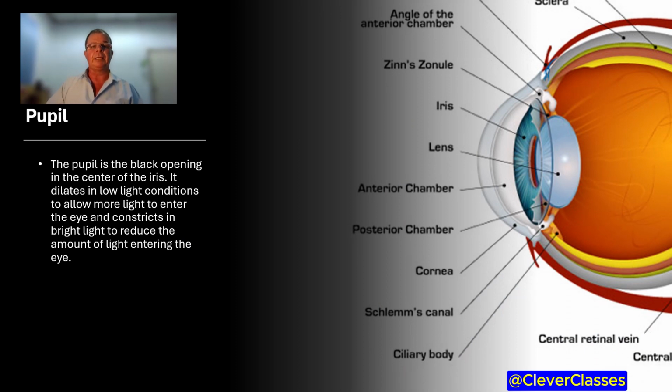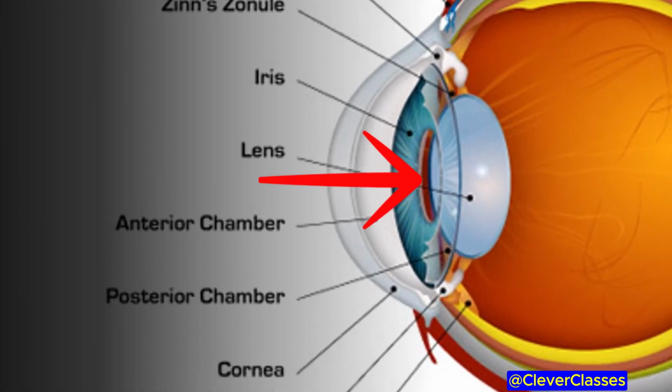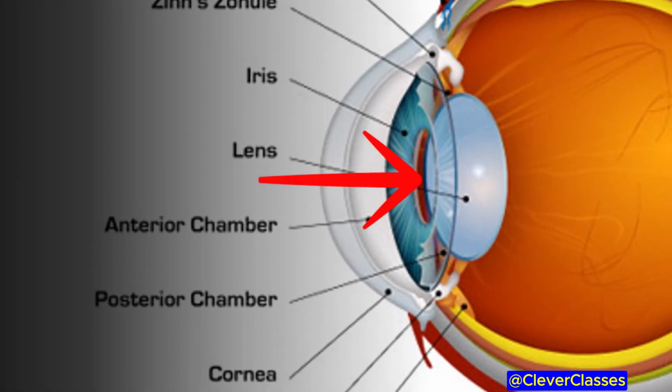The pupil is the black opening in the center of the iris. It dilates in low light conditions to allow more light to enter the eye, and constricts in bright light to reduce the amount of light entering the eye.